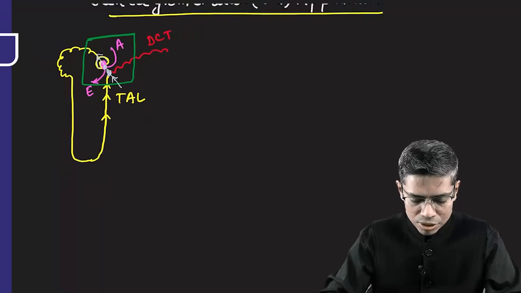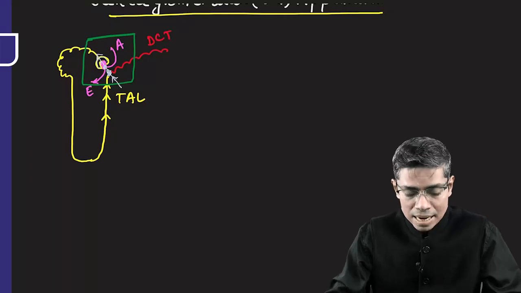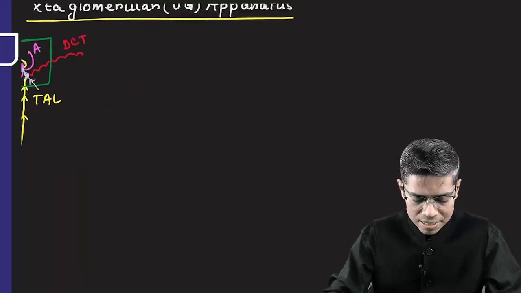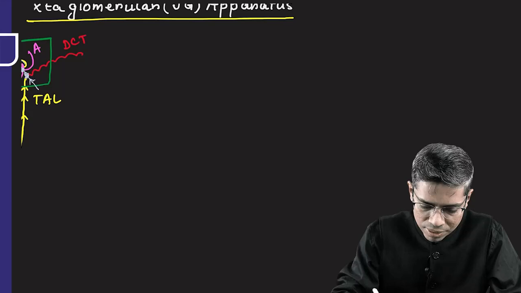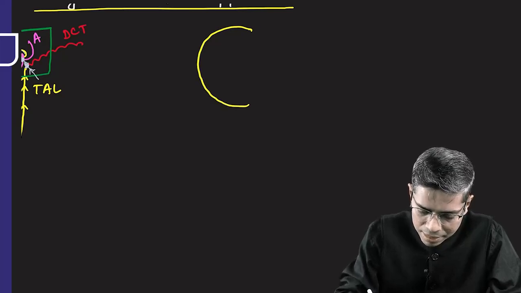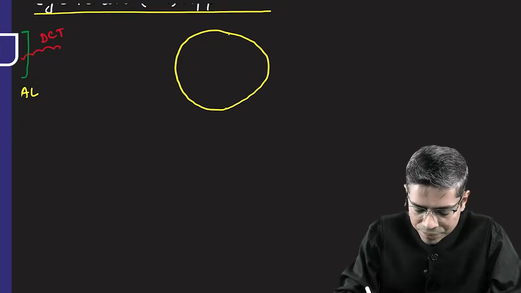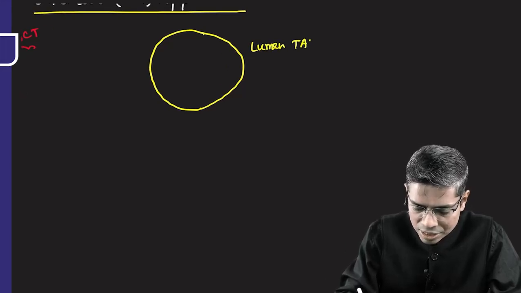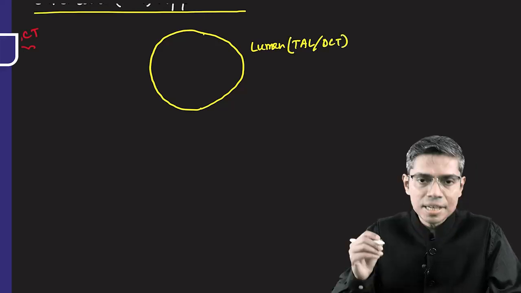So how this structure will look under a cross sectional diagram, I am going to draw on your right hand side. So here on the right hand side I am drawing the cross sectional view. So what I told, first I am going to get this TAL DCT junction lumen. So this is the lumen of TAL and DCT junction, thick ascending limb of loop of Henle and DCT junction, right?